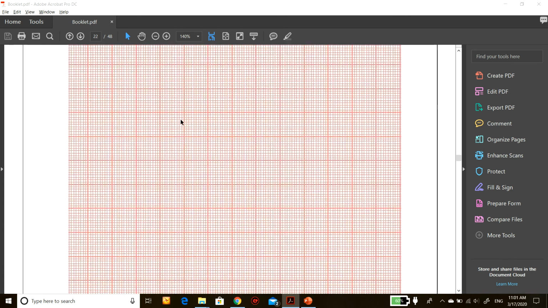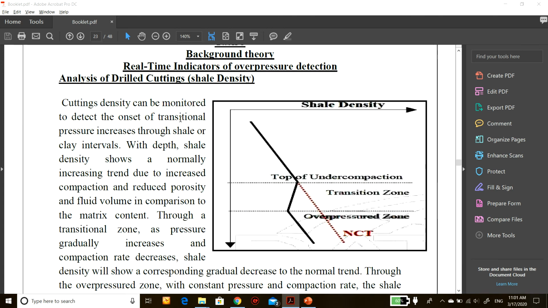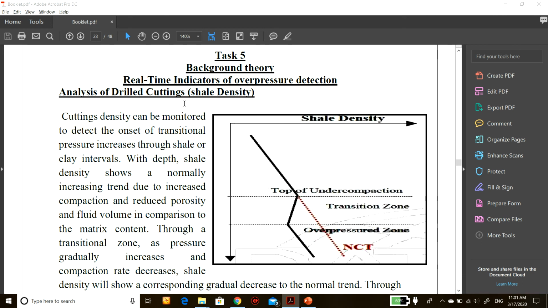Okay, now we will go to task 5. Task 5 is related to the real-time indicators of overpressure zones. Number 1, the analysis of drilled cuttings, shale density. The cutting density can be monitored to detect the onset of transitional pressure increases through shale or clay intervals. With depth, shale density shows a normally increasing trend due to increased compaction and reduced porosity and fluid volume in comparison to the matrix content.